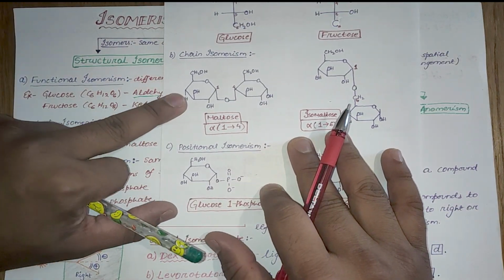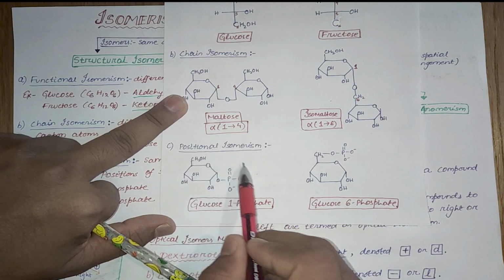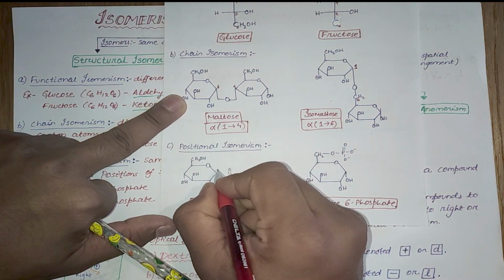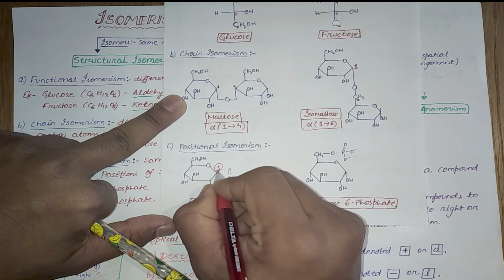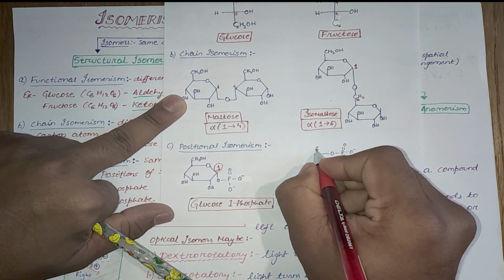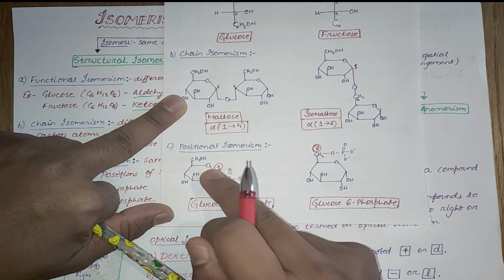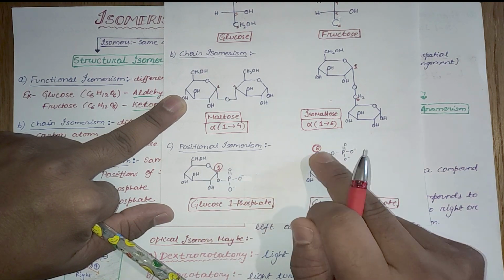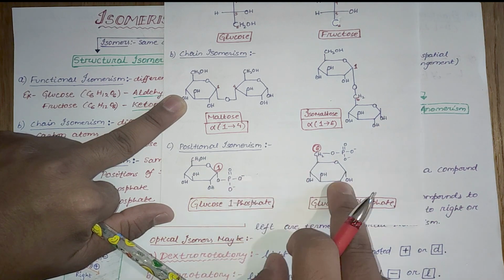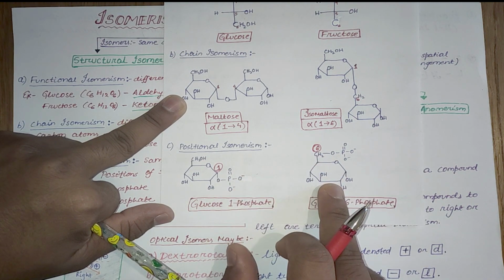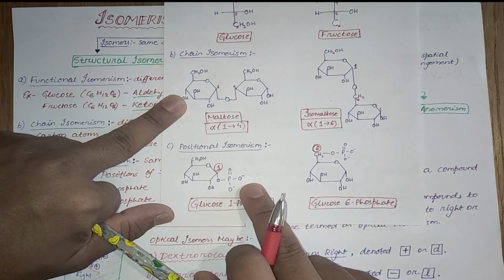You can see the structure here, that this is glucose 1-phosphate and this is glucose 6-phosphate. One means here is the first carbon atom and here it is the sixth carbon atom. The phosphate group is present here on the first carbon and here on the sixth carbon, but they have the same molecular formula with a different arrangement or spatial structure.